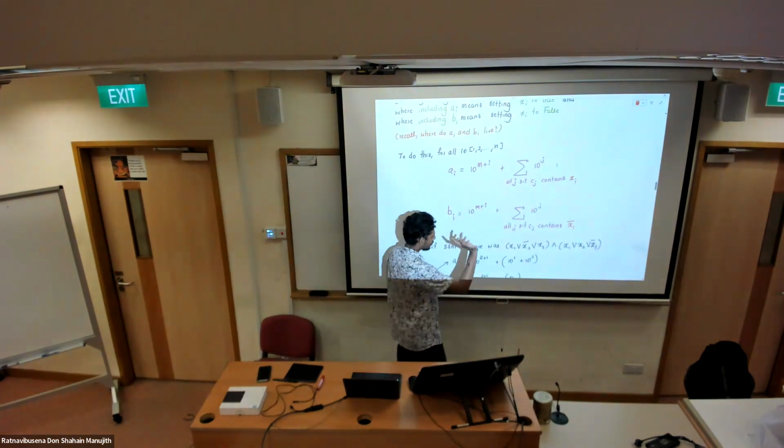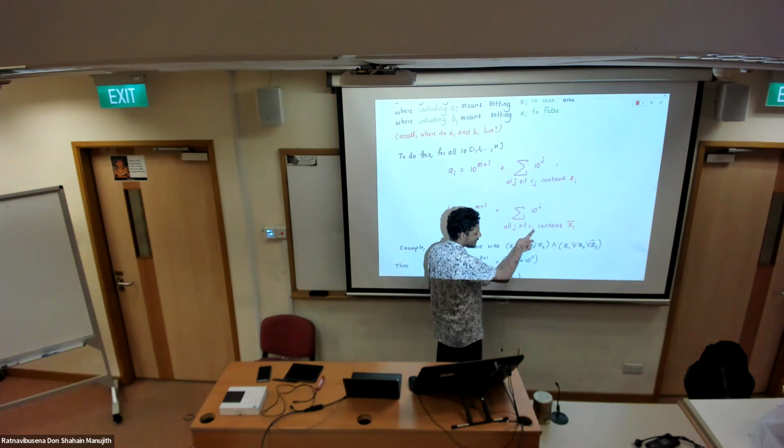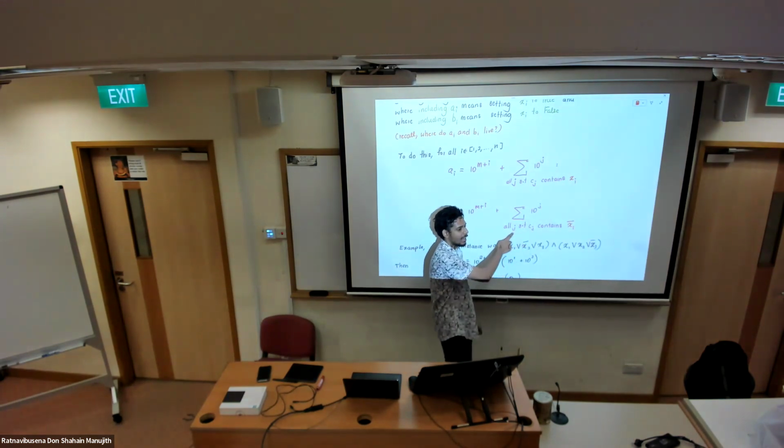One thing: you're running j over the cj's. So what's the largest j that can come here?